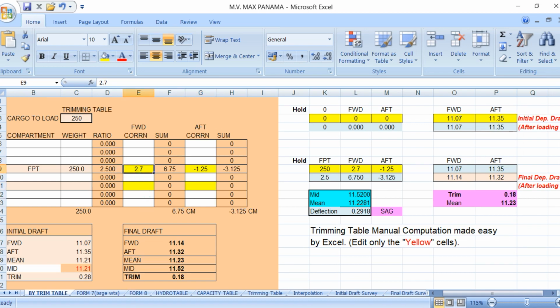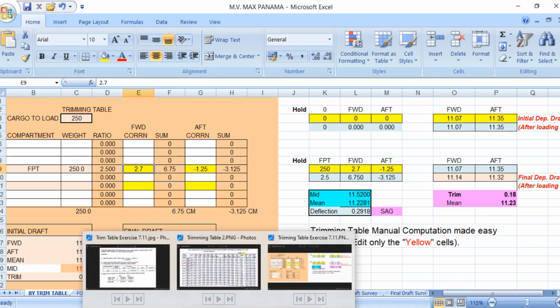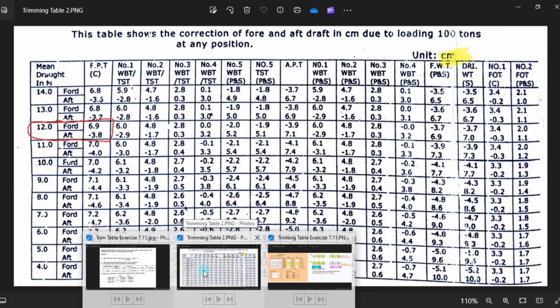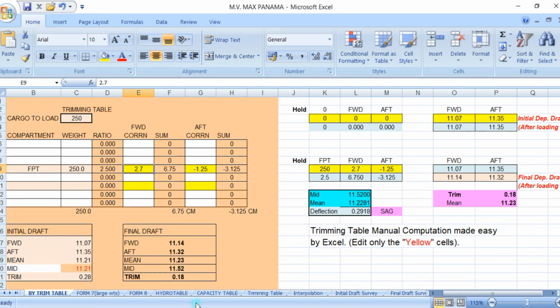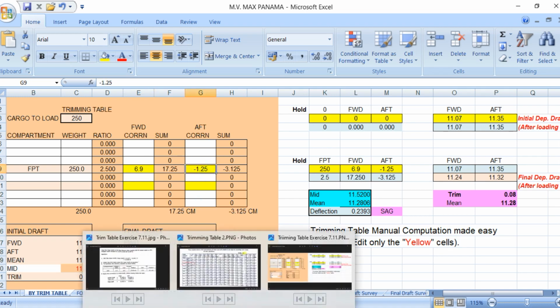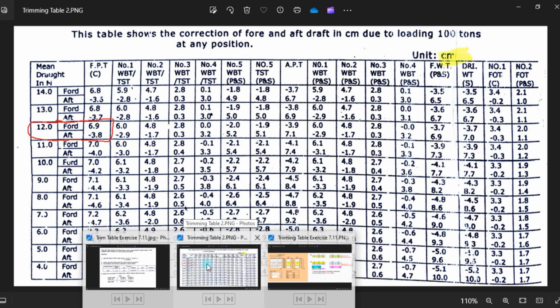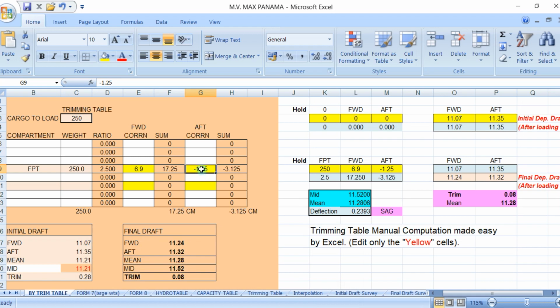And the forward correction is how much? Forward correction is 6.9. And your up correction is negative 3.8. Okay.